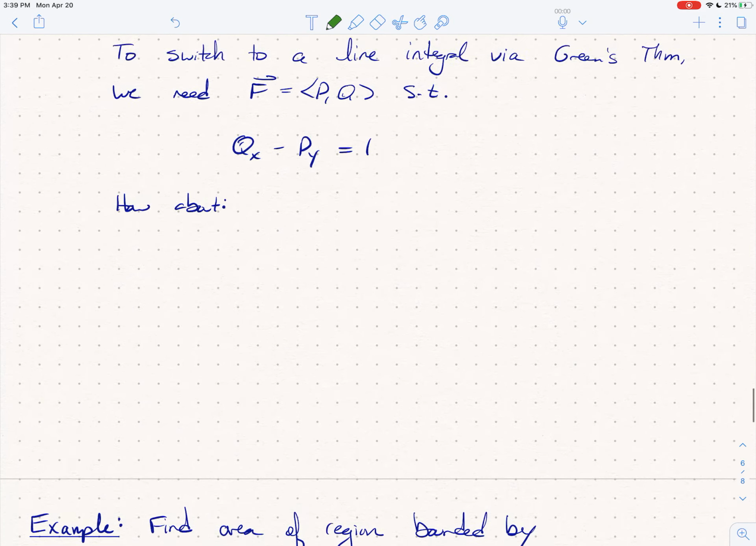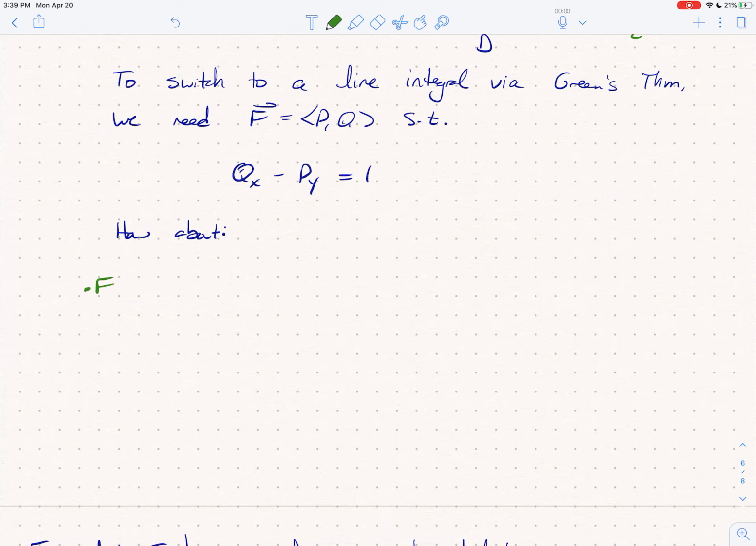So I thought I'd give you several of them. So here's one. So you could consider the vector field F of x, y equals 0, x. Okay, now let's check. This is P and this is Q. P partial y is 0, Q partial x is, I've got it backwards, Q partial x minus P partial y. Q partial x is 1 minus P partial y is 0. So I do indeed get 1.